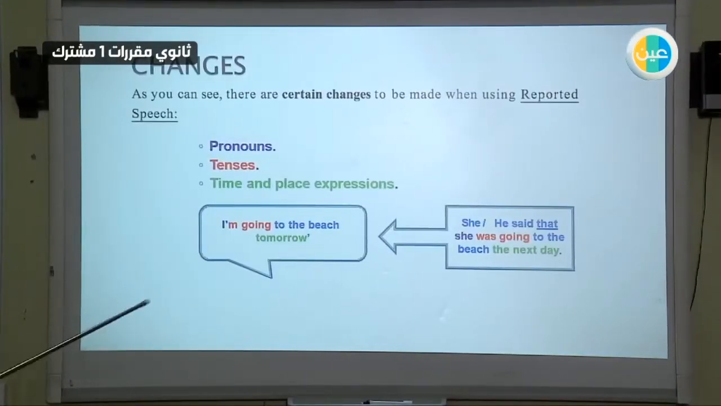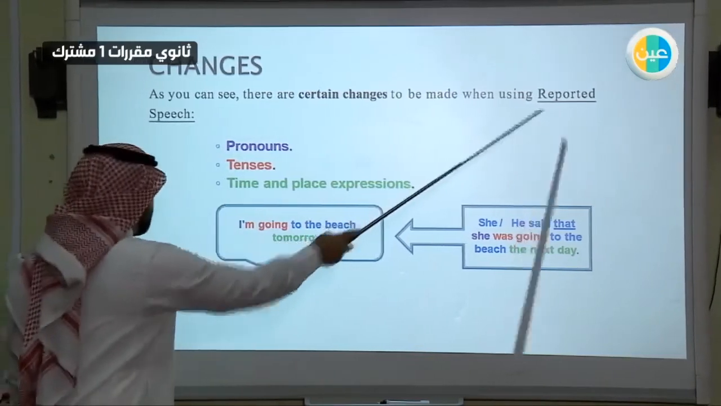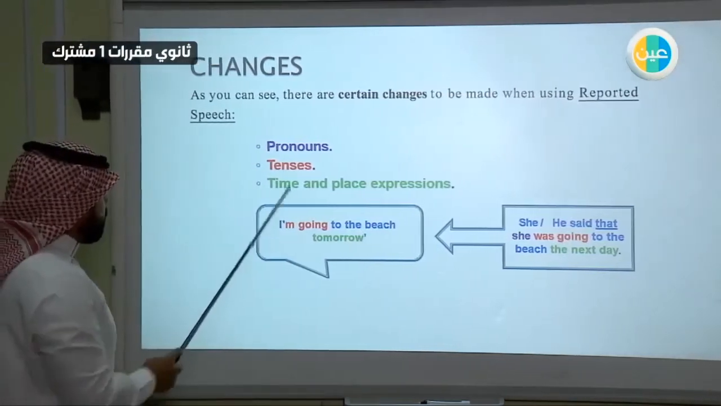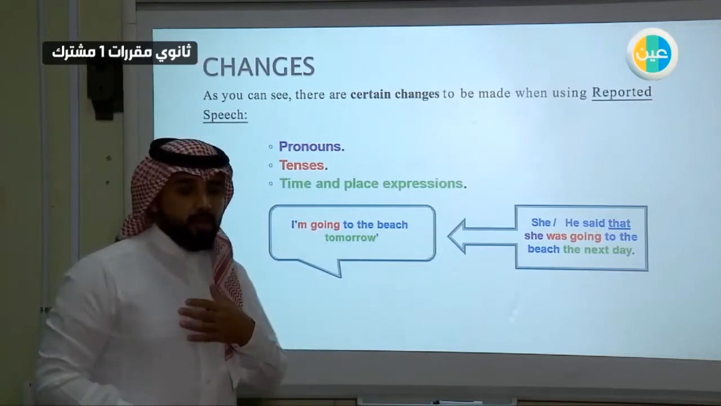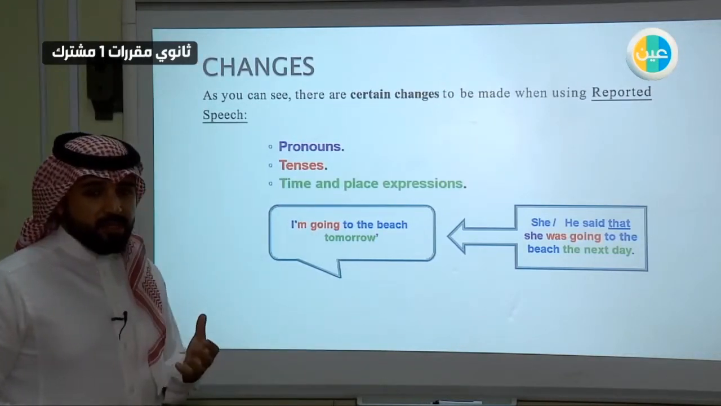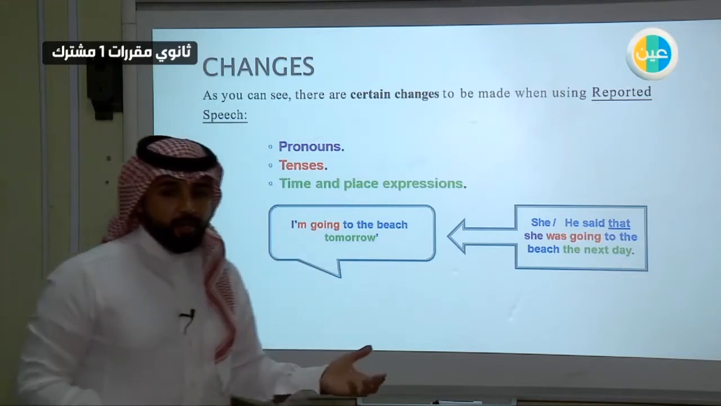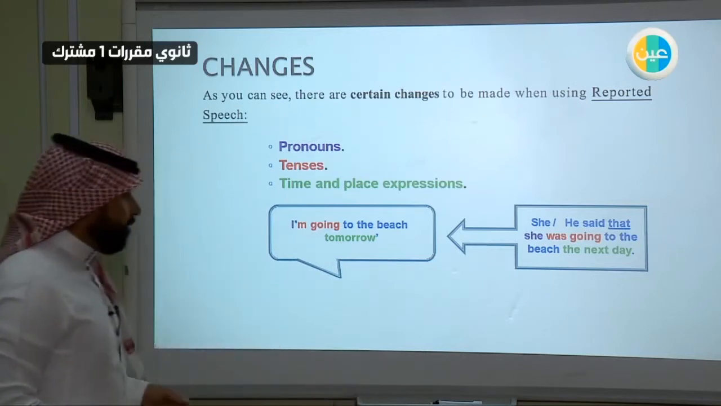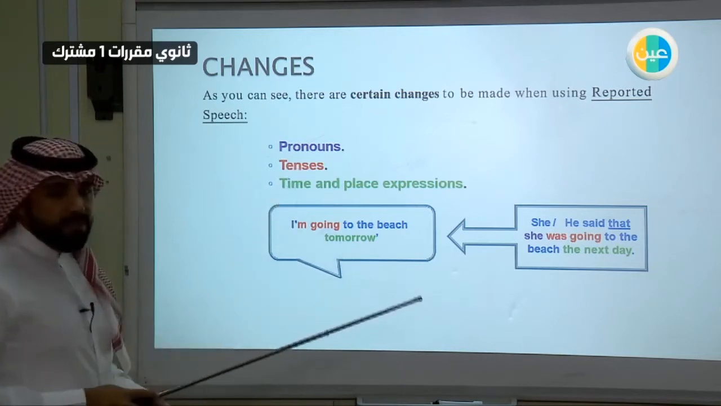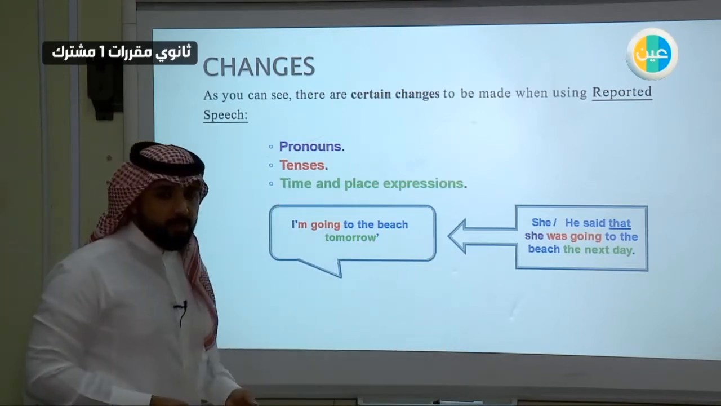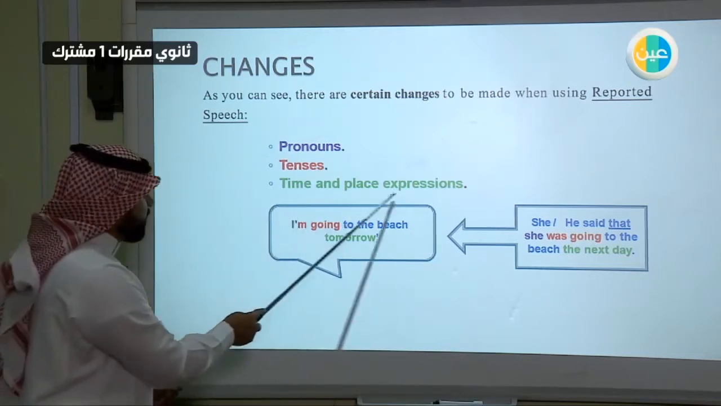What do we have to change when we want to change direct speech to reported speech? First, we have to change the pronouns. Why? Because when someone says "I am" or "I want", you are talking about him or her, so you can't say "I". You have to choose he or she based on the speaker. Tenses: if it's in the present, you have to change it to the past, and we will get to the tenses later. Time and place expressions.